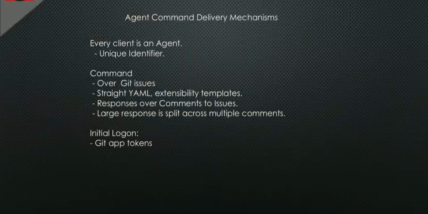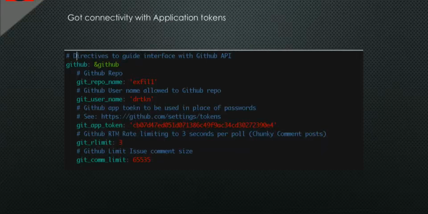So what is the delivery mechanism in this particular response? Every agent connecting to the C2 has an identifier, and it's straight YAML over JSON to post the requests and get the responses out. You use the GitHub app tokens to authenticate yourself with GitHub, and it basically goes from there. You have some limit things that you need to take care of with GitHub as far as throttling counters and posting limits, but for the most part, it's all extensible here.